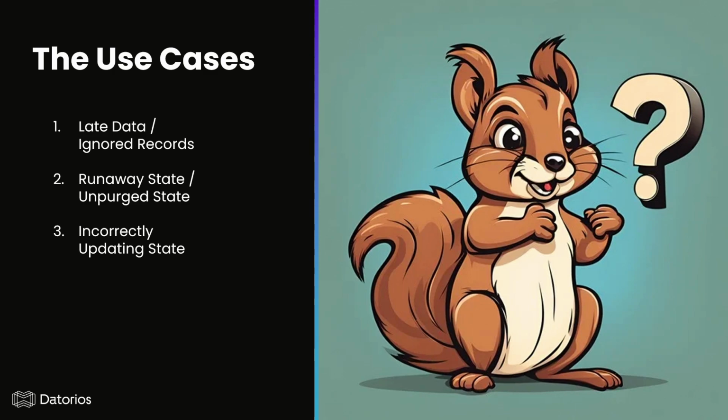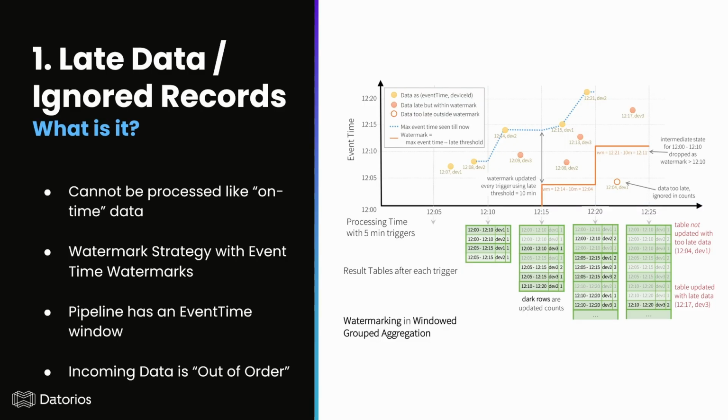So how many of you have had one of these problems happen to you? Maybe all 3 at once? I did. You don't even write Flink pipelines. I did.